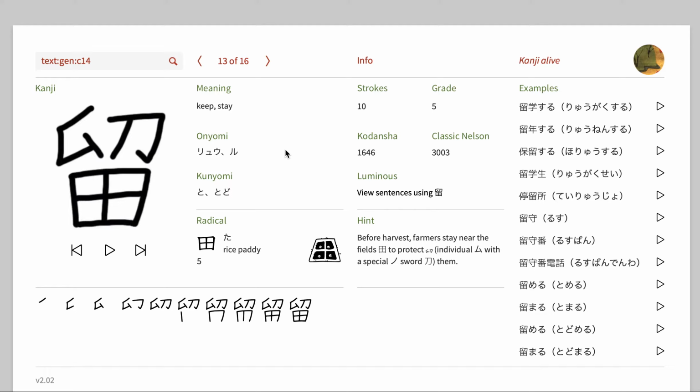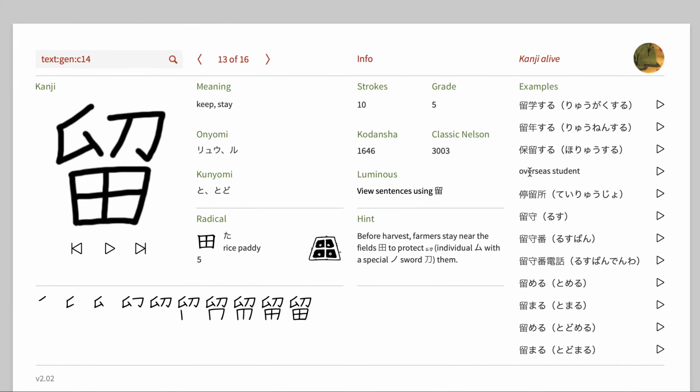The readings, the onyomi are ryu or ru, and then the kunyomi are to or todo. So we have ryugaku suru, which is to study abroad, to stay and study. Ryunen suru is to repeat a grade in school, to stay a year and repeat it. Horyu suru is to put on hold. Ryugakusei is an international student. Teiryusho is a bus stop, although basutei, with that same kanji for tei, is more colloquial usage.